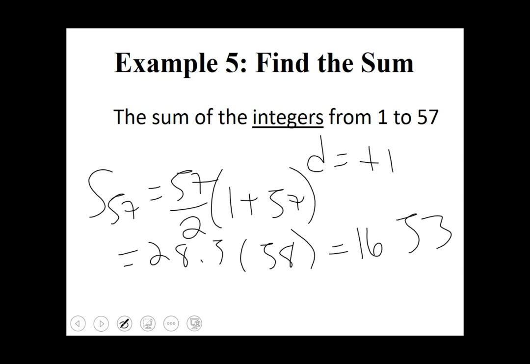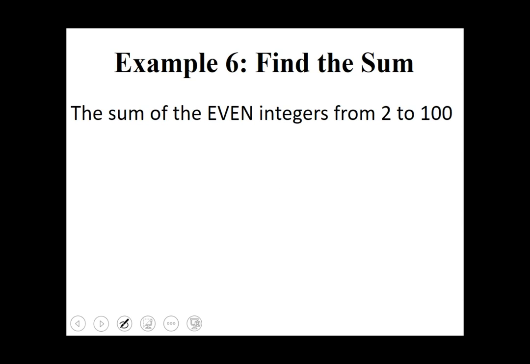Anytime you're asked to deal with the integers, just the regular integers, you're always going to be arithmetic and you're always going to have a common difference of positive 1. Whenever you talk about the odd or even integers, you have to make sure that you realize that the common difference is actually 2. That's true if you're doing even or if you're doing odd.